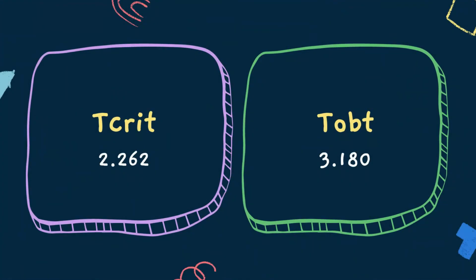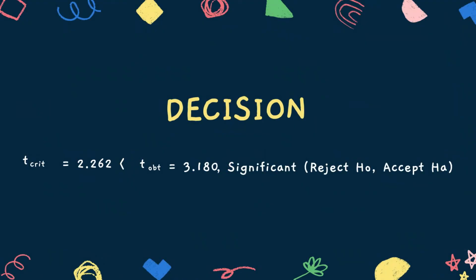To do so, we would need the critical value or t-crit, which is 2.262, and our t obtained, which is 3.180. Take note that in step 5, regardless of the sign, we should decide by looking at the bigger value. In this case, the t obtained is bigger than the t-crit, which implies that this is significant, meaning that we should reject the null hypothesis and accept the alternative hypothesis.